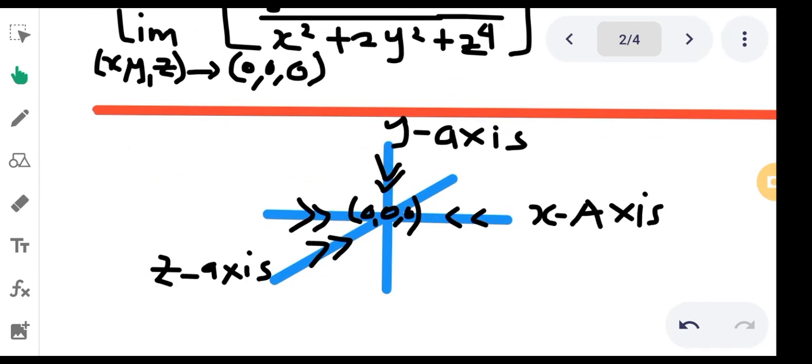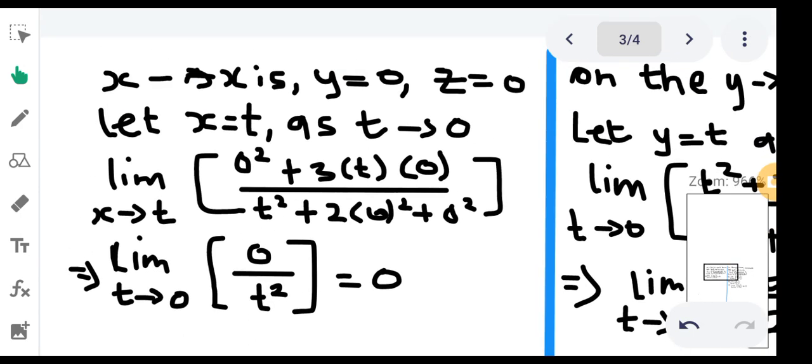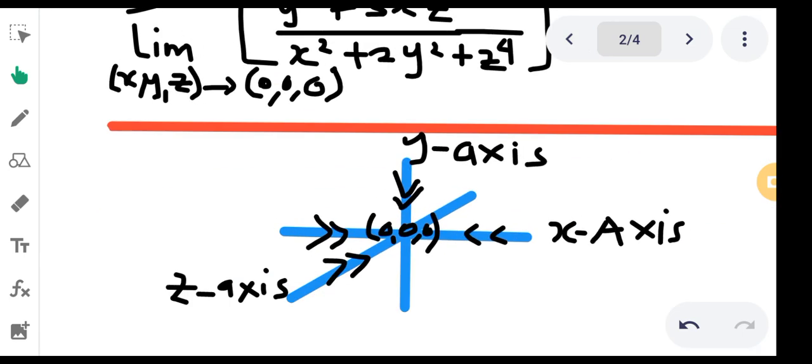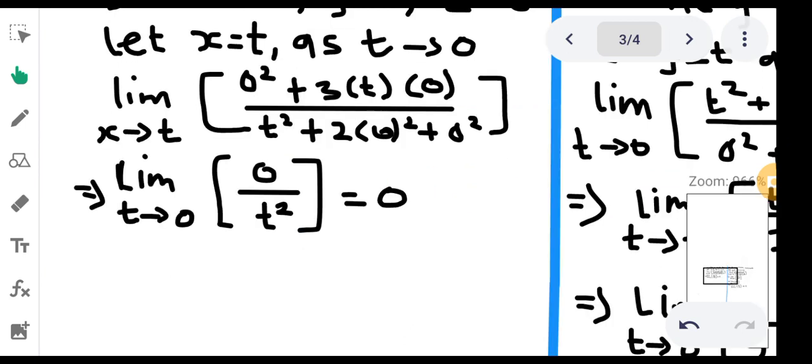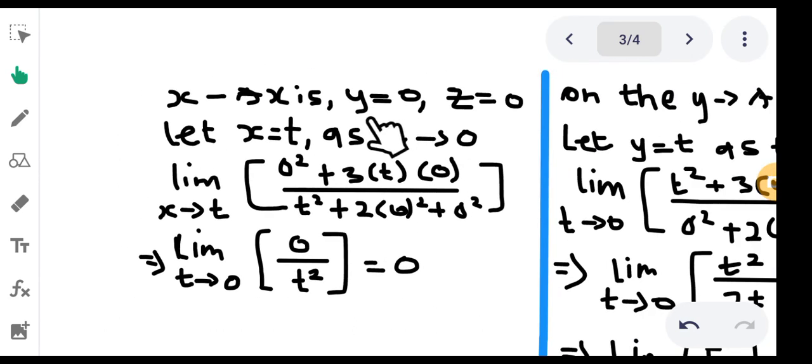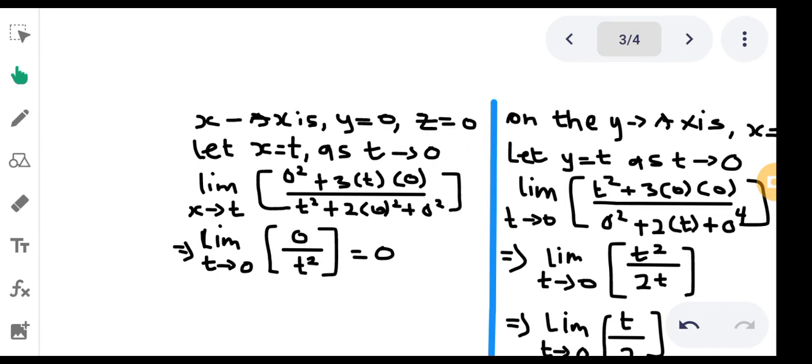Let's move on. We are starting with the x-axis. On this x-axis, all the other terms will tend to zero. So on the x-axis, my y will be zero and my z will be zero. You just make a variable for x, and we are making x to be t. Then you assign that t to approach zero, so x is equal to t as t approaches zero.